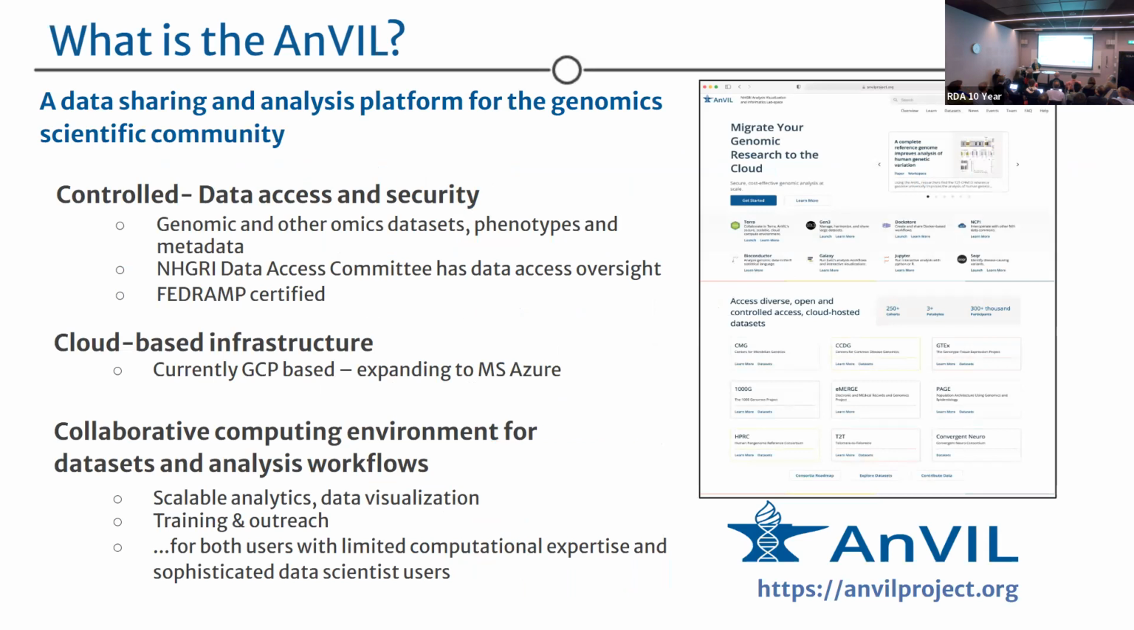The AnVIL is a data sharing and analysis platform that was established by NHGRI to support the genomic research community. It consists of various components. So first of all, it's genomic data, but it's also expanding to other data types, genomic data and associated phenotypic information, experimental metadata, and so on. So it is controlled access data. Right now, it supports almost 5 petabytes of data sets. This is actually an early resource. It's not even 5 years old.